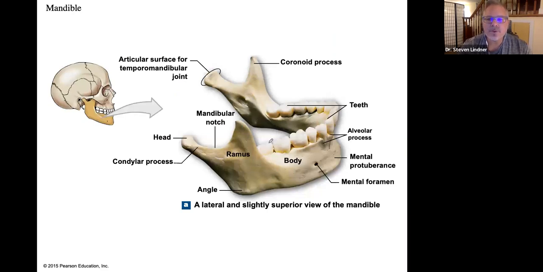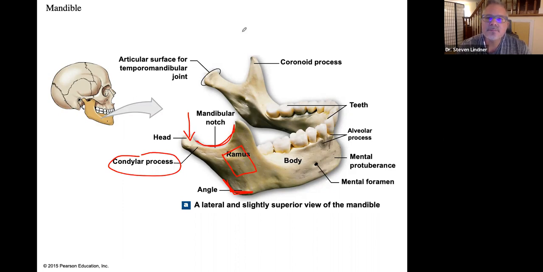When we look at the lower jaw, there's a few areas that we need to review. This is the mandible. Right here is the angle of the mandible. This section is the ramus. This is the mandibular notch. And past the mandibular notch, we have a condylar process. So this right here is the mandibular condyle.